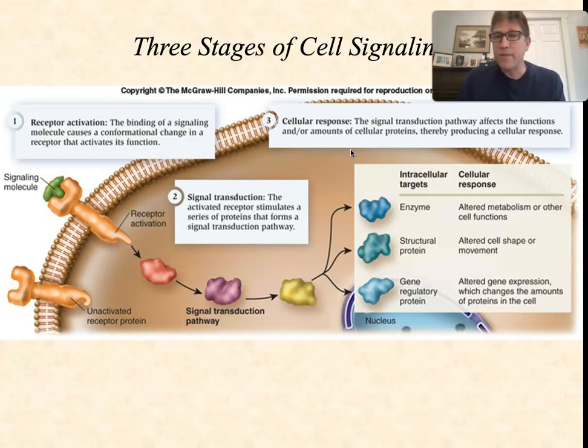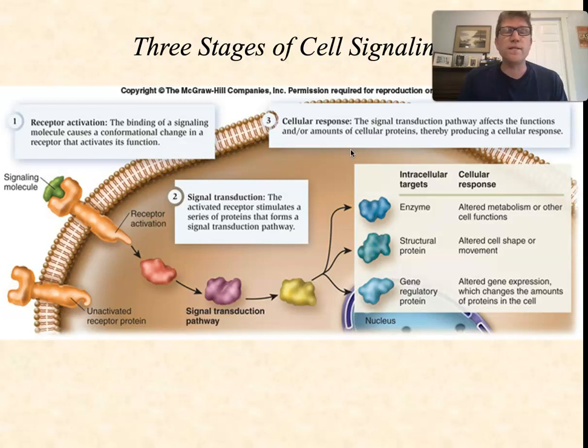There are enzymes that can be switched on or off. There are structural proteins like cytoskeletal proteins that can get the cell to actually change its shape, whether it's a muscle contraction or something else. And there are what we call gene regulatory proteins. Another name for these are transcription factors.